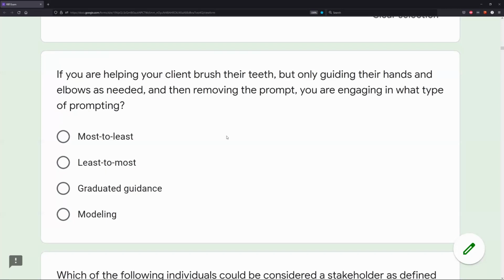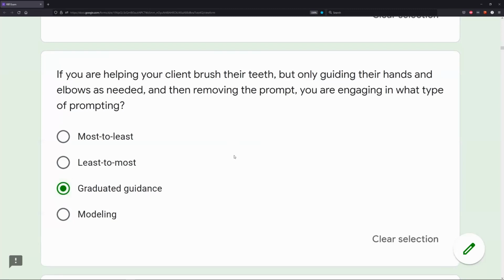Now, it's not going to be least to most. Okay, if we're starting with physical prompting, it's definitely not least to most, right? Modeling, we're not modeling anything for them. Okay, most to least, right? We're only using our physical prompts. Okay, we're using graduated guidance. Graduated guidance is a specific type of prompting, okay, where you only use as much physical prompting as needed, then you fade immediately. You reintroduce prompting as needed, you fade immediately, okay?